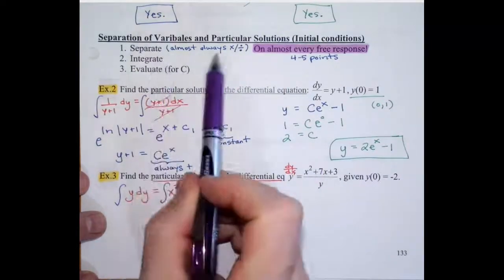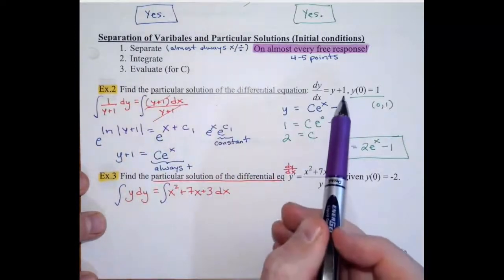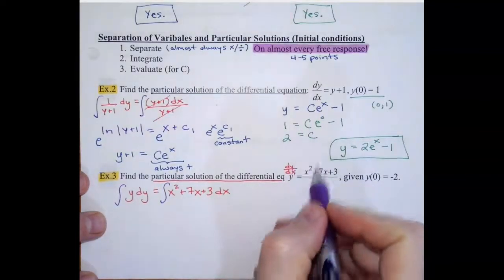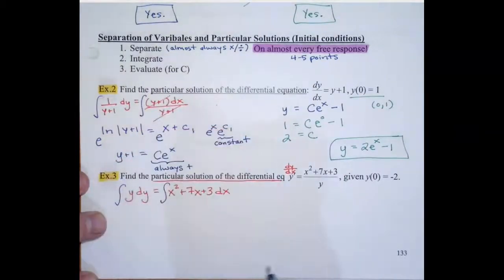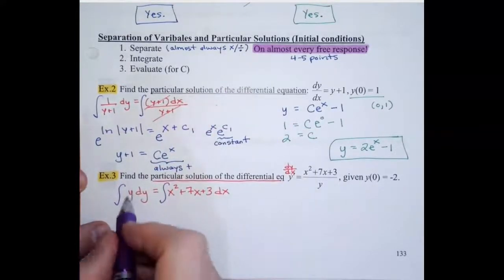Usually that separating step is multiplying or dividing. Sometimes students try to like subtract 1 over here. That's not going to work. You got to multiply both sides by dx. So you're going to get a product there, and that's going to join these together here. So most of the time it's multiplication or division, not addition or subtraction.